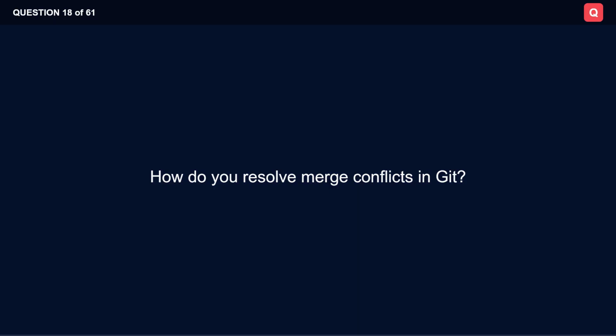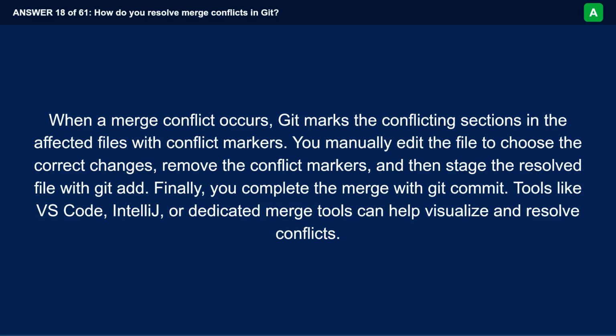How do you resolve merge conflicts in Git? When a merge conflict occurs, Git marks the conflicting sections in the affected files with conflict markers. You manually edit the file to choose the correct changes, remove the conflict markers, and then stage the resolved file with git add. Finally, you complete the merge with git commit. Tools like VS Code, IntelliJ, or dedicated merge tools can help visualize and resolve conflicts.